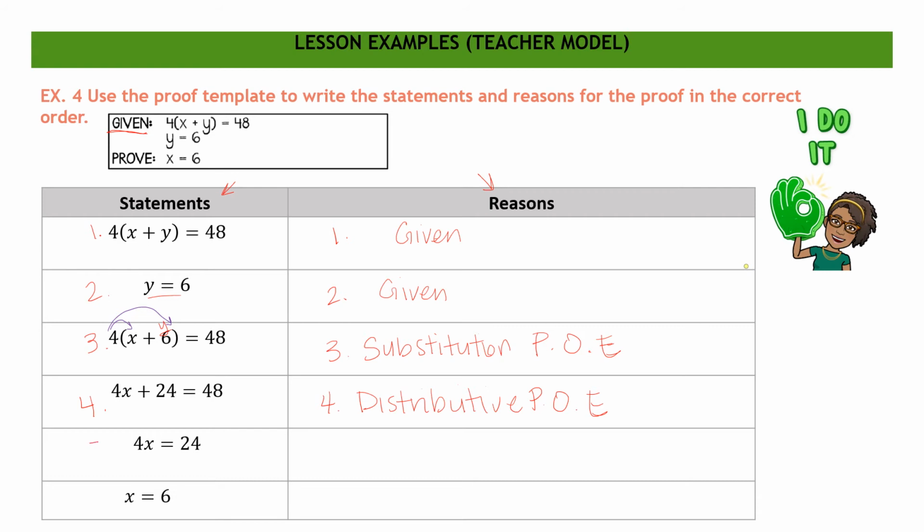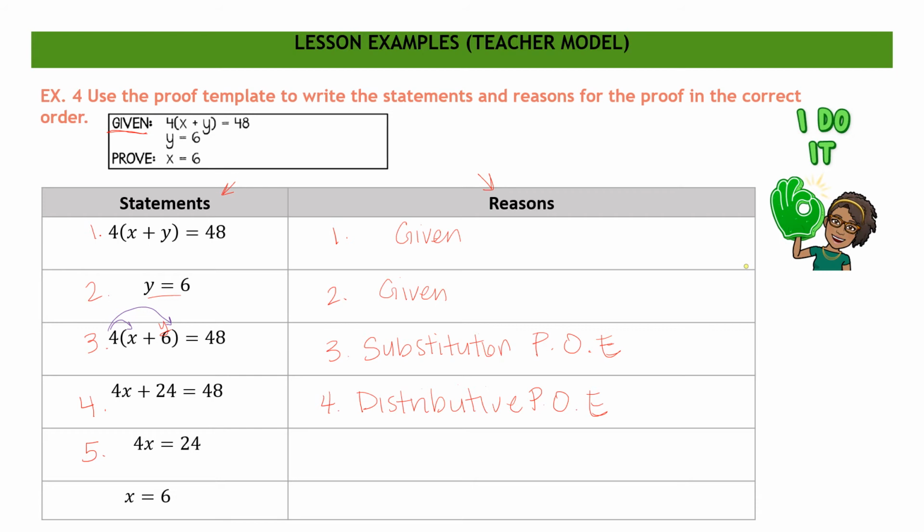All right, let's look at statement 5. Statement 5 says 4x equals 24. Once again, we look at what happened in the previous statements and reasons. So the previous statement says 4x plus 24 equals 48.